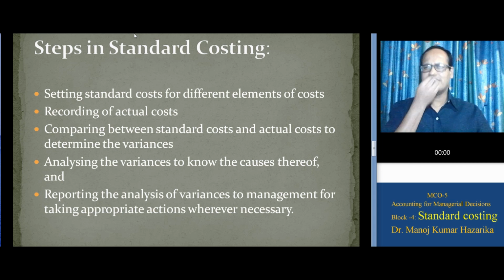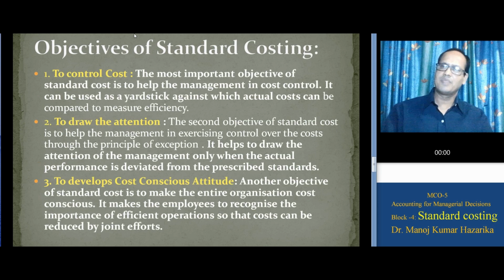There are various steps relating to standard costing. First, setting standard cost for different elements of cost; second, recording of actual cost; third, comparing standard cost and actual cost to determine the variances; then analyzing the variances to know the causes thereof; and finally reporting the analysis of variances to the management for taking appropriate action whenever necessary.